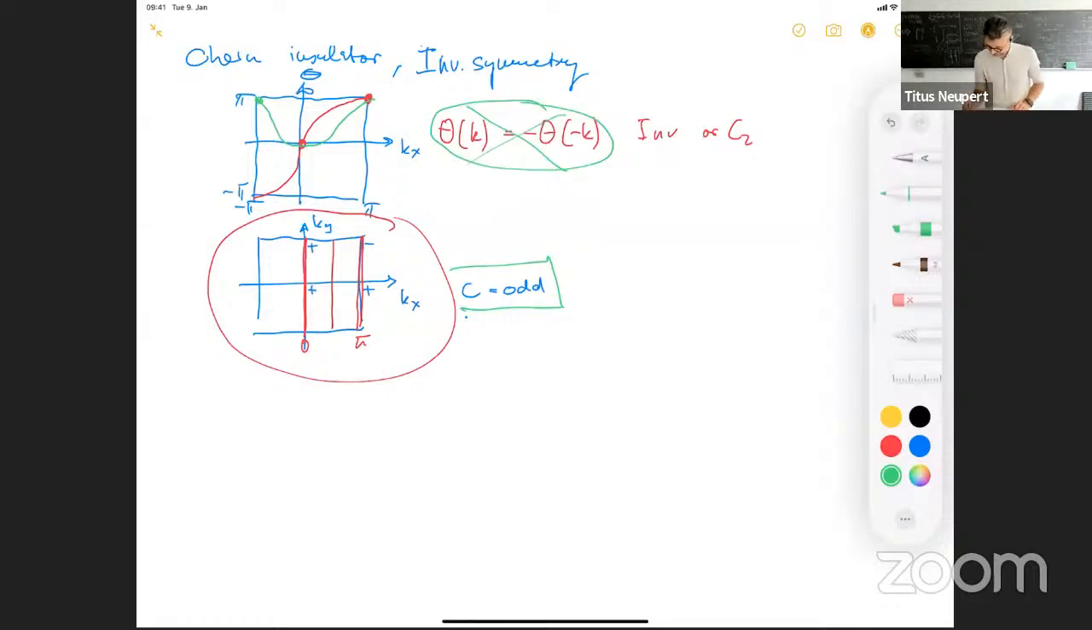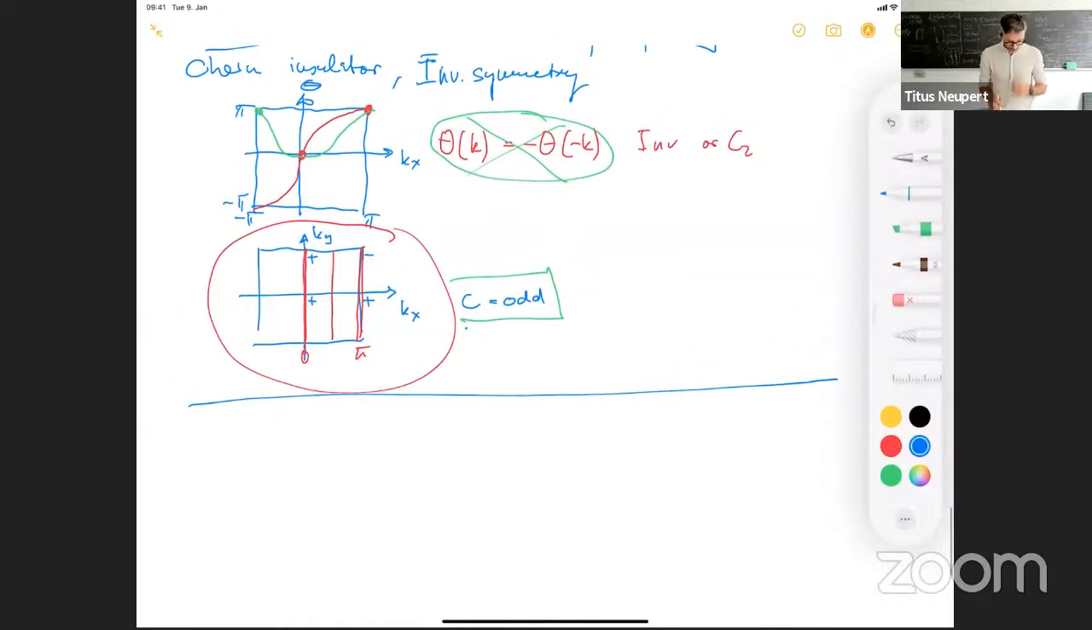All right, so that was just a little 101 addition to what we did yesterday. But now we want to really go to topological crystalline insulators.